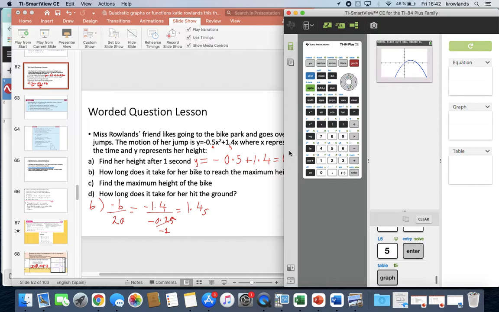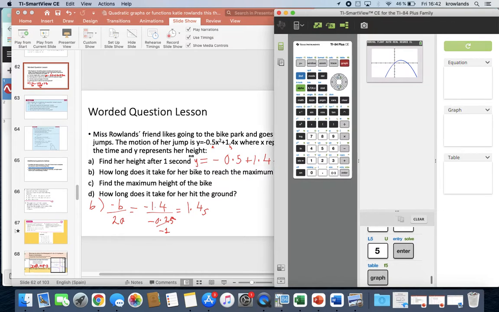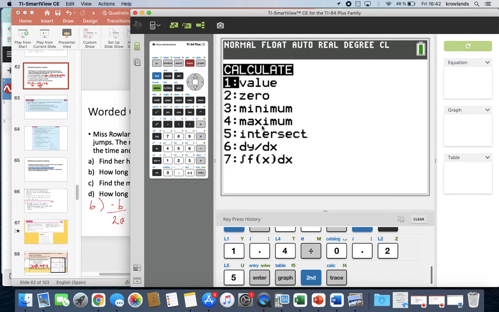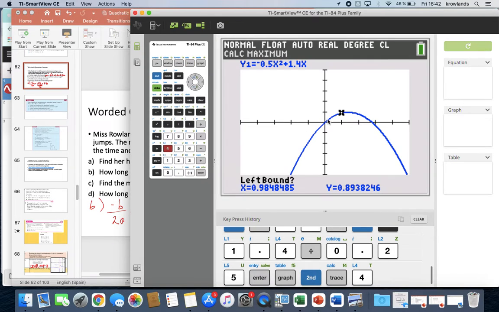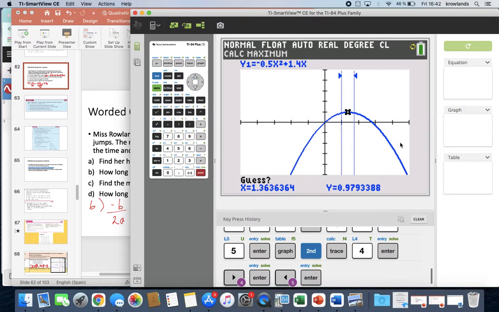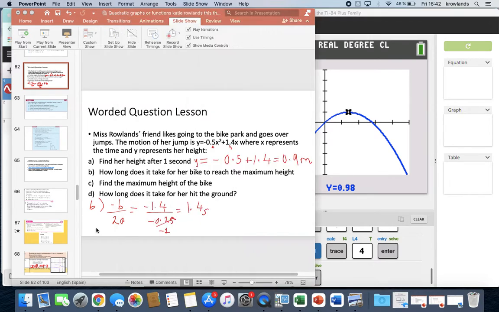If you'd like to do it on the calculator, you can as well. So we're going to go to graph. We want to find where the maximum happens. So we're going to press second calc. This time it's the maximum, not the minimum, because this is a negative parabola. You select to the left of the maximum, to the right of it, and then somewhere in the middle. Our answer is going to be at 1.39999, 0.98. Because of all the 9s afterwards, it's going to round to 1.4. So that's where we've got 1.4 seconds.